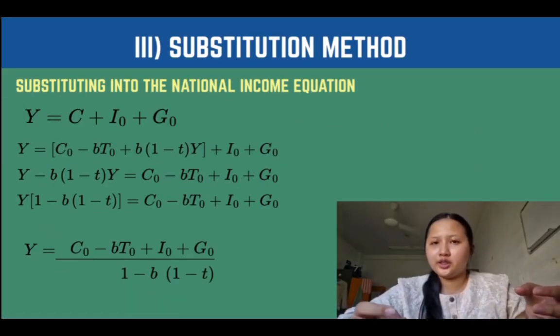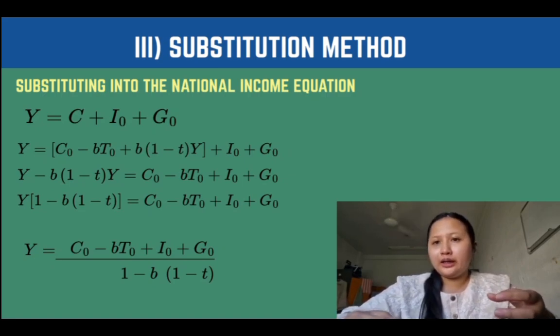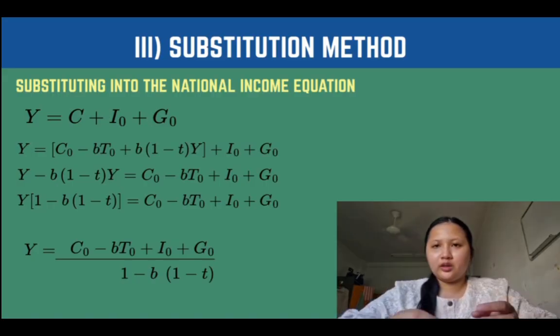Now I substitute this expression for consumption into the national income equation, Y equals C plus I naught plus G naught. So we have Y equals C naught minus B times T naught plus B times the quantity 1 minus T times Y plus I naught plus G naught. Rearranging the terms to isolate Y on the left side, we get Y minus B times the quantity 1 minus T times Y equals C naught minus B times T naught plus I naught plus G naught.